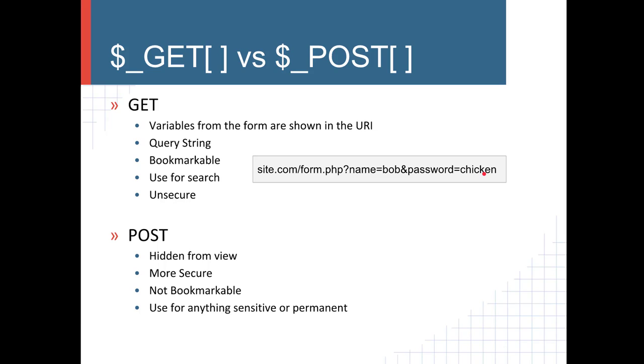That 34 would be the ID of the post, and that tells WordPress to go to the database and get the content for post ID 34. We haven't really started talking about post yet. The main difference between get and post is that get has its values visible in the URL window, but post does not. It sends its data to a hidden superglobal array, and for this reason, it's considered more secure. It's not bookmarkable, and it's good to be used for anything that is sensitive or permanent.